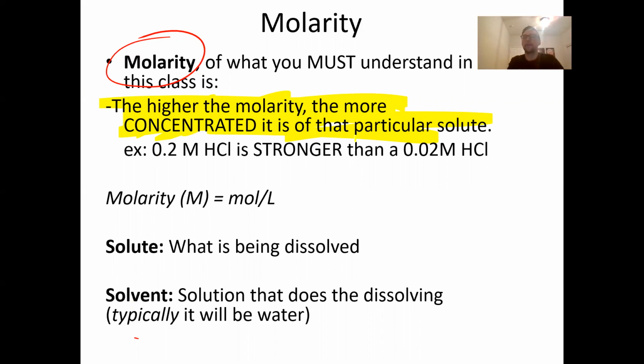So don't let the calculation side freak you out. A lot of this is just based on molarity. And so we'll talk about things like solute. Solute is what's getting dissolved. Solvent is what's doing the dissolving. Most of the time, it'll be water in this class, but I've seen the AP test throw out things like oil as being the solvent.